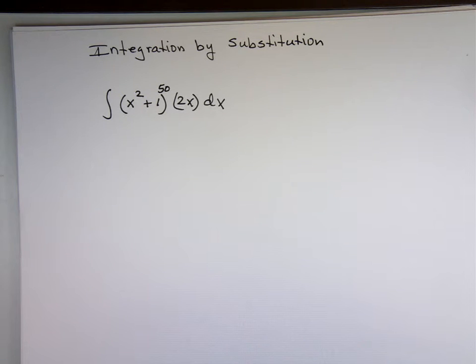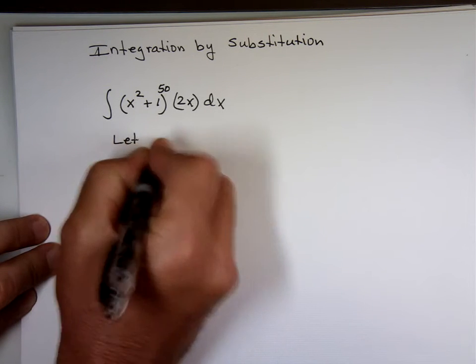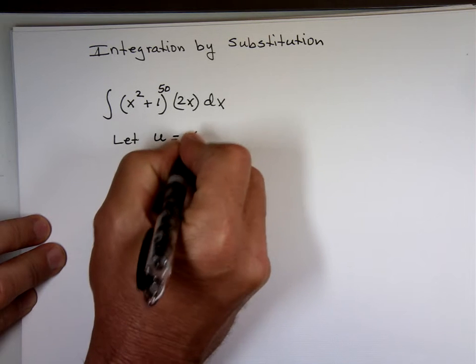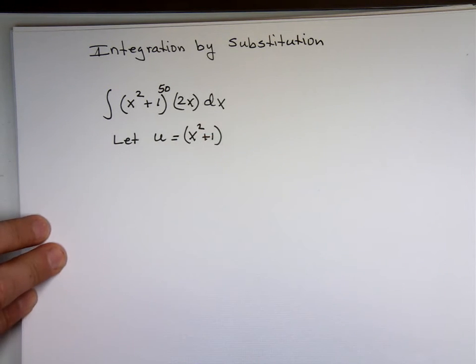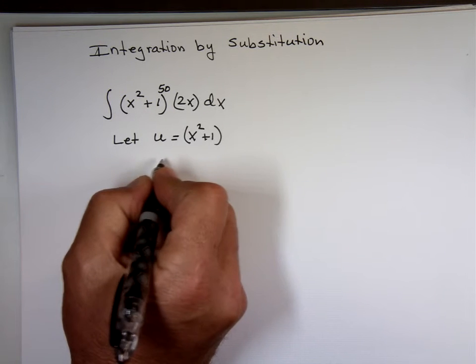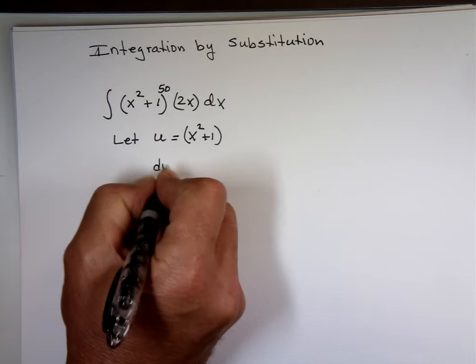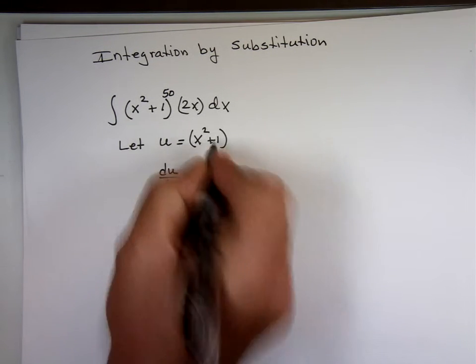So there has to be an easier way. And that's where integration by substitution comes in. If we let u equal x squared plus 1, what is the derivative of that? What's the derivative of x squared plus 1?